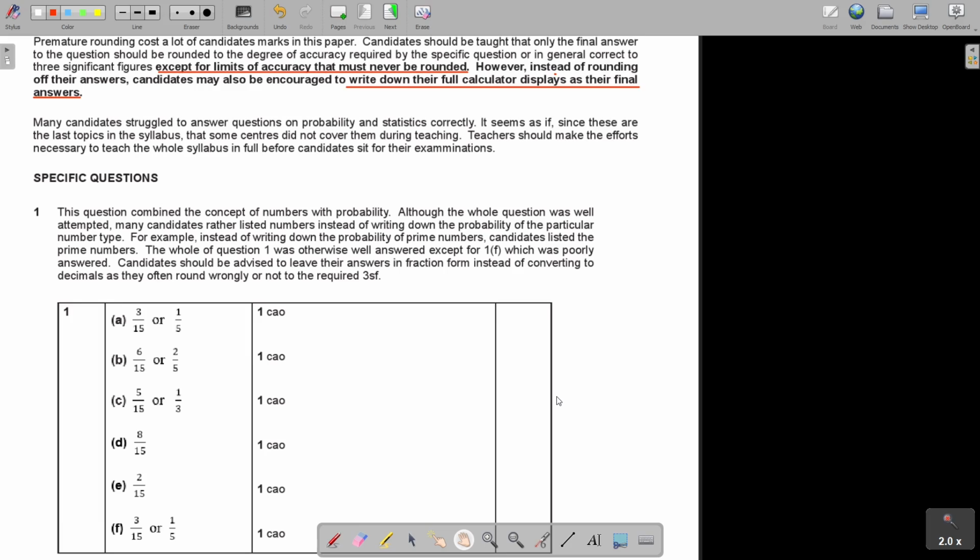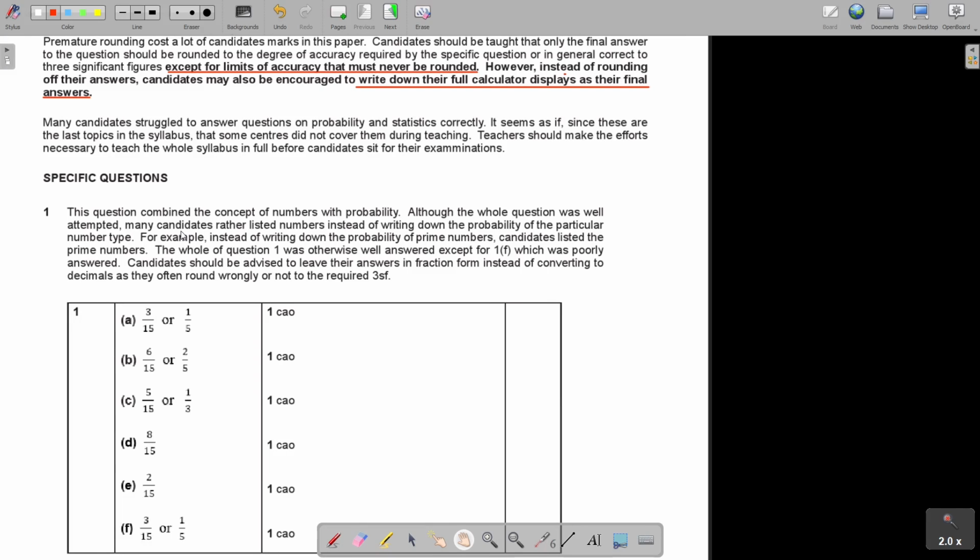So this question combined the concept of numbers with probability. Although the whole question was well attempted, many candidates rather listed numbers instead of writing down the probability of the particular number type. So as I did, you can write underneath the question the numbers, but at the end you must write it as a probability, because that was what the question asked. The whole of question 1 was otherwise well answered except for 1F. That was a level 3 question, which was poorly answered, the last one.